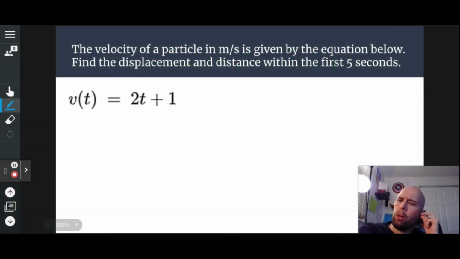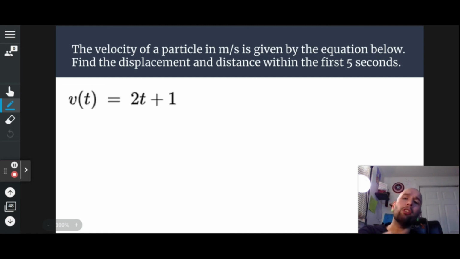All right, so we're now given a velocity function, and we are being asked to do the opposite of what we've done before. If I would have given you a position function and I wanted to find velocity, I'd take the derivative. Now I'm given the velocity function, and I'm talking about position. Now there's two different types of position here, displacement and distance.